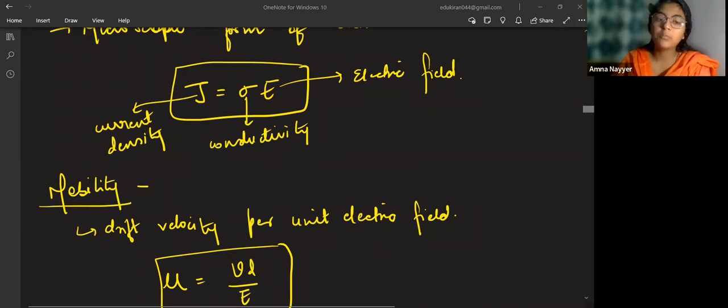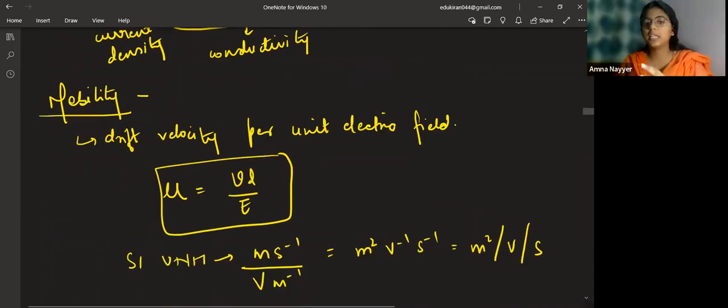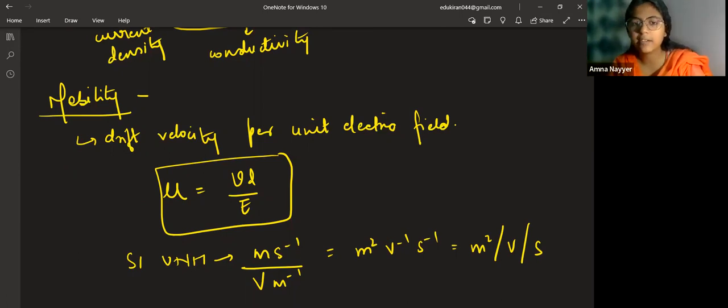Then mobility means drift velocity per unit electric field. The ratio of drift velocity and electric field is known as mobility. So pay attention to its SI unit, because sometimes it is difficult to identify mobility in the question. What you can do is directly put and place the SI units, and you can check and see.